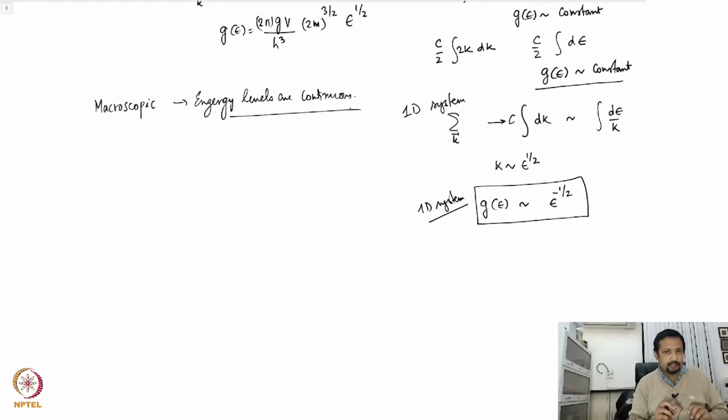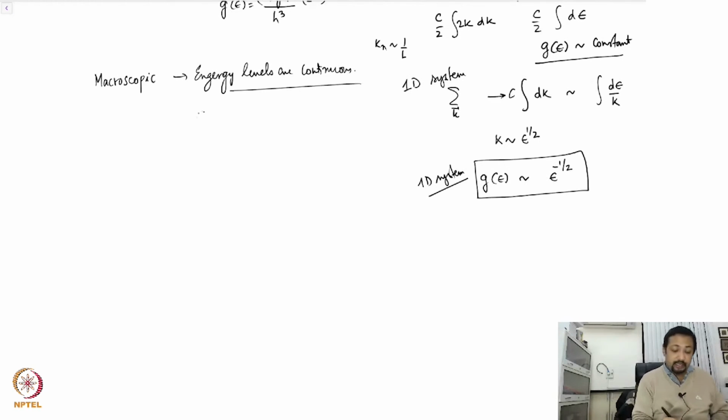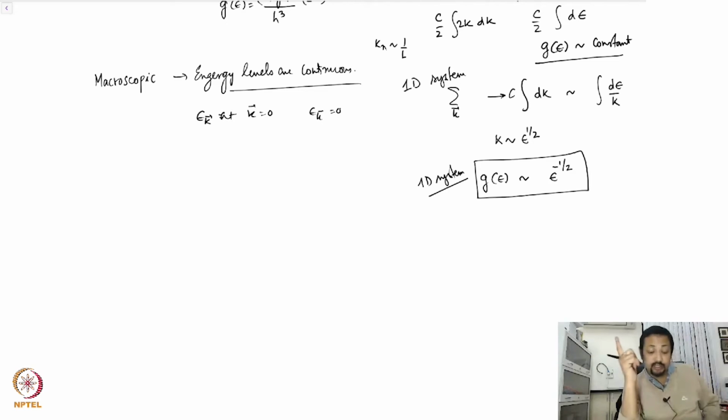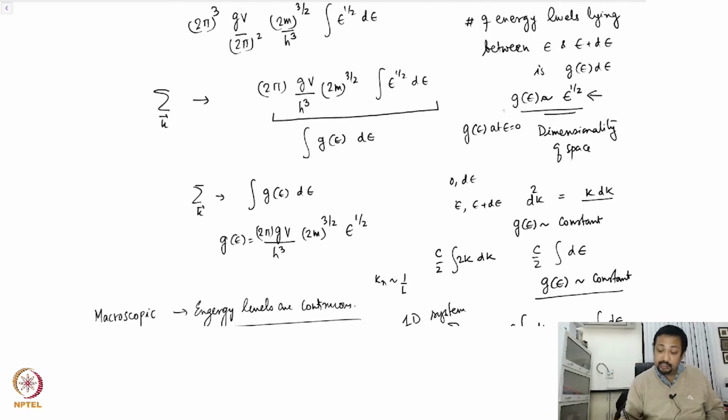In reality, this is not the case, because you still have k_n scaling as 1 by L. So you have a very tiny difference between two energy levels. But epsilon k at k equal to 0 is 0. So there is exactly one energy level at the zero momentum state. But this clearly doesn't seem to be the case, which we have already highlighted.